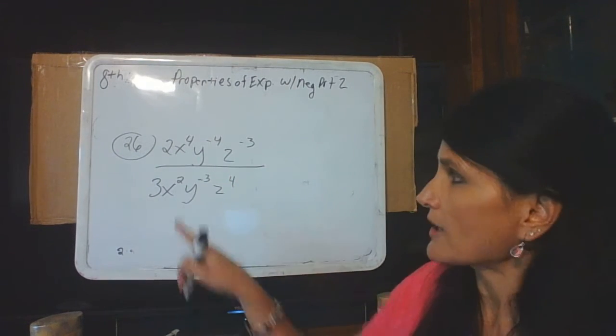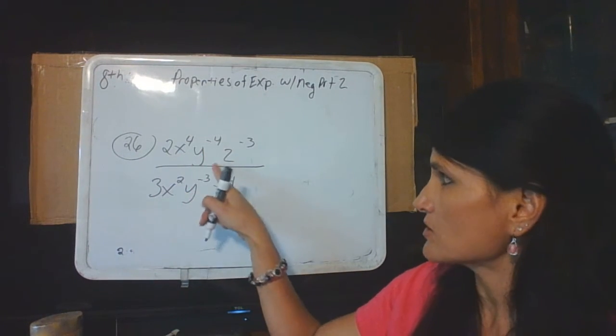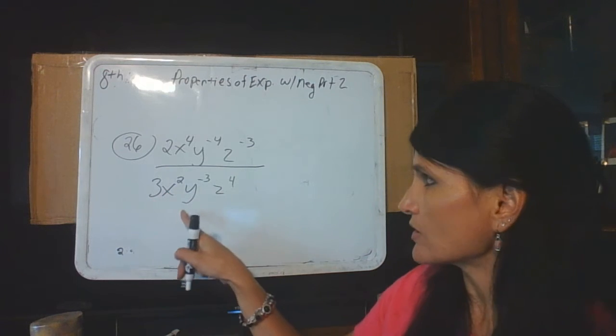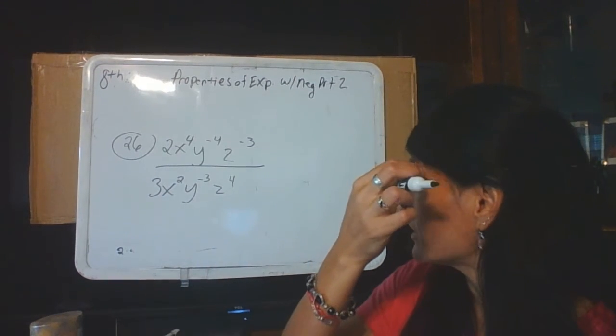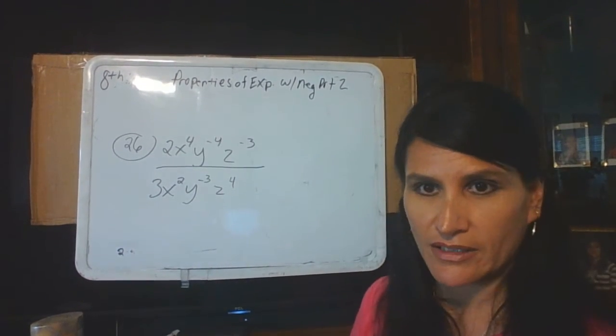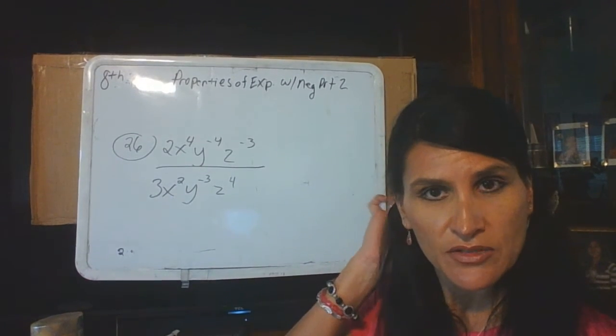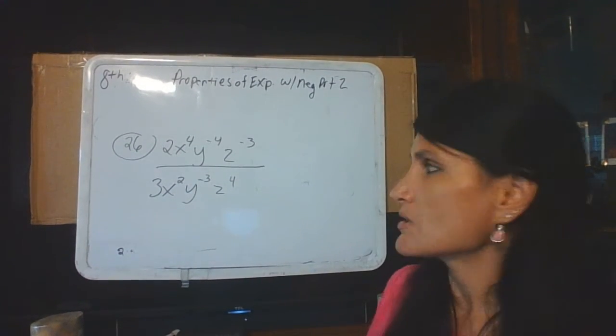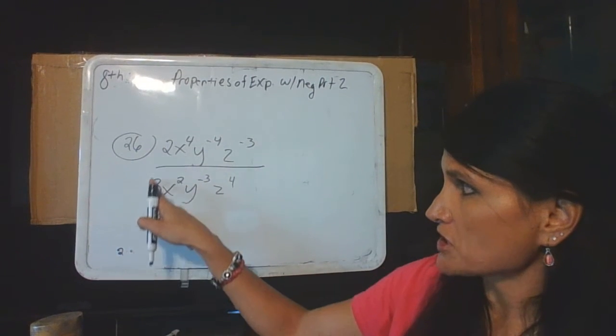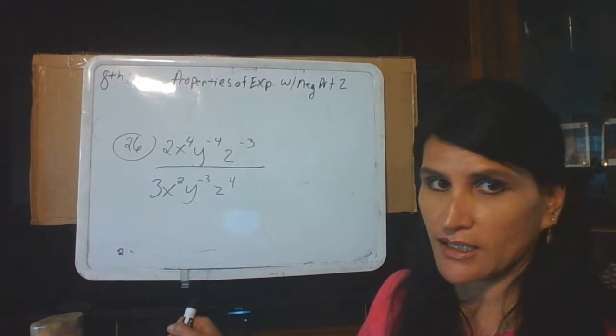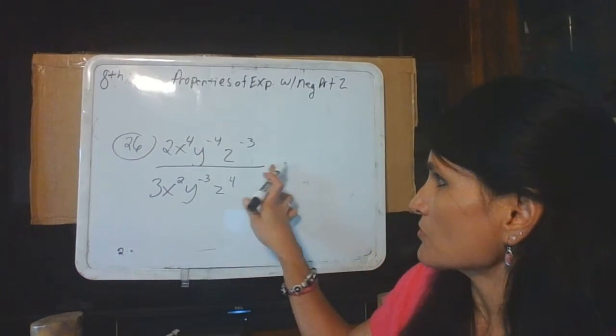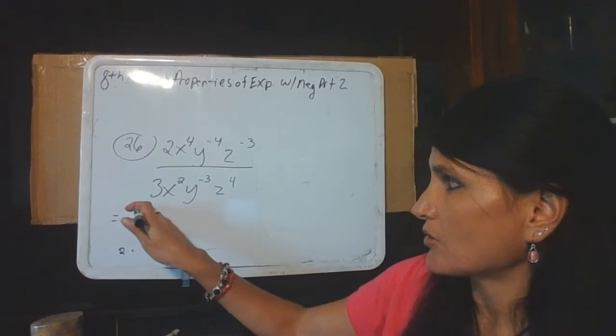Let me check that one more time. 2x to the fourth, y to the negative 4, z to the negative third, over 3x squared, y to the negative third, z to the fourth. Okay, this is a hot mess, okay? You're supposed to leave the answers with positive exponents. So first of all, let's look at our coefficients, 2 and 3. They cannot reduce. So our coefficients are going to stay in the same position that they already are.